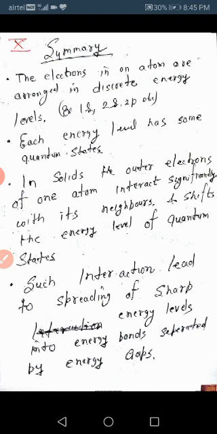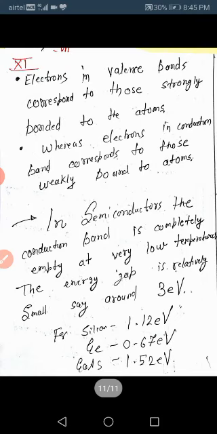This we have discussed. The next point is this: electrons in the valence band correspond to those strongly bonded to the atoms. So in the valence band, all the electrons are very strongly bonded to the atoms, whereas electrons in the conduction band correspond to those weakly bonded to atoms.